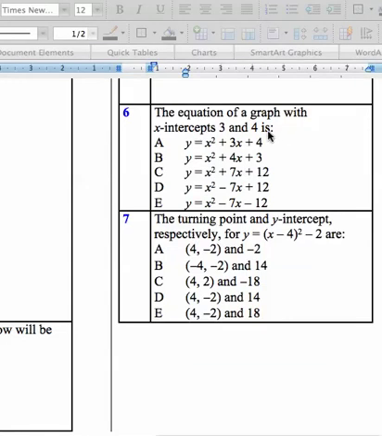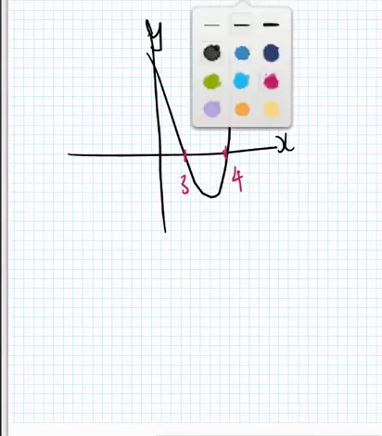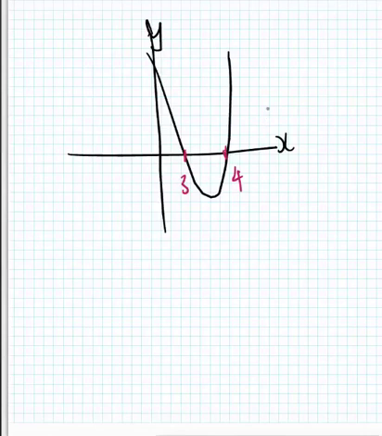So question 6 asks us to write an equation for a graph where the x-intercepts are 3 and 4. Okay, so I've just drawn a quick sketch of what the parabola may look like. We're not given any information if it has a maximum or minimum turning point. We're just asked to write an equation based on this information only.